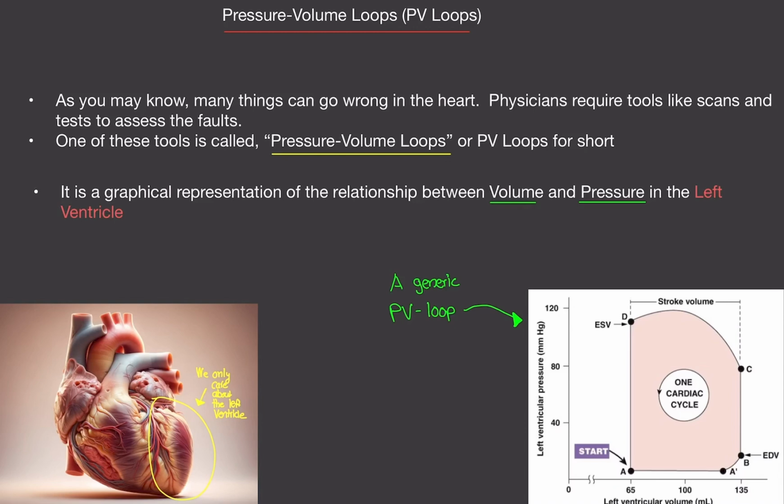Alright, welcome back. In this video, we're going to go over pressure volume loops. As you may know, many things can go wrong in the heart. Physicians require tools like scans, tests, and graphical readings to assess the faults. One of these tools is called pressure volume loops, or PV loops for short. It is a graphical representation of the relationship between the volume and pressure in the left ventricle.